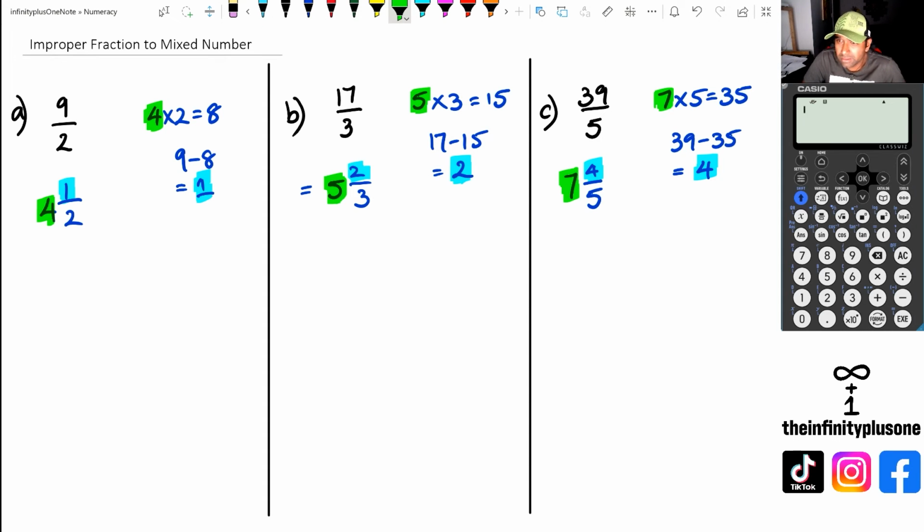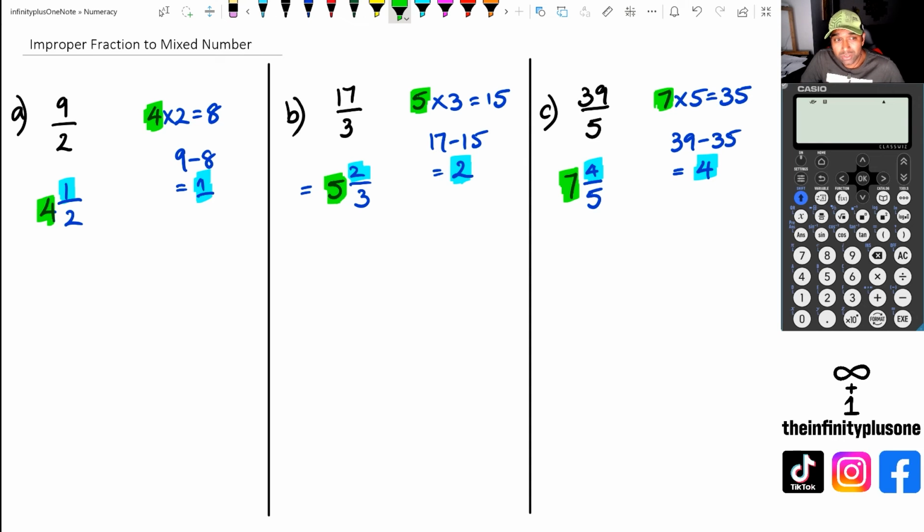Sometimes you might hear the words quotient and remainder. All these things highlighted in green are known as quotients, and the things highlighted in blue are known as the remainders. Looking at the last one, we've got 7 and 4/5. So 5 times 7 is 35, and 35 plus 4 is 39. And that's how we know we did the right thing.